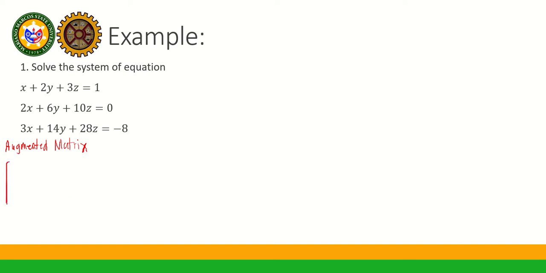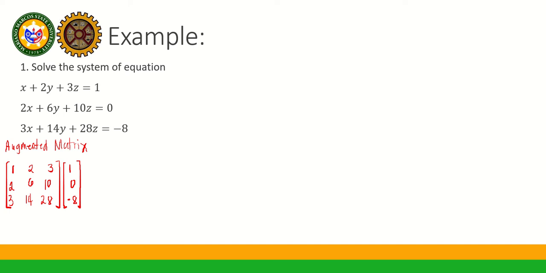Okay, so sa first row natin, it must have the numerical coefficients of our first equation. So, this will be equal to 1, 2, 3, and then that is equal to 1. Okay? For our second row naman, must have the numerical coefficients of our second equation. So, this will be equal to 2, 6, 10, and 0. For our third row, that will be 3, 14, 28, and negative 8. Okay? So, we now have our augmented matrix.